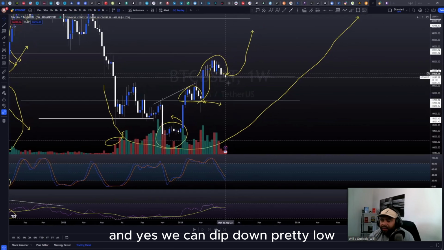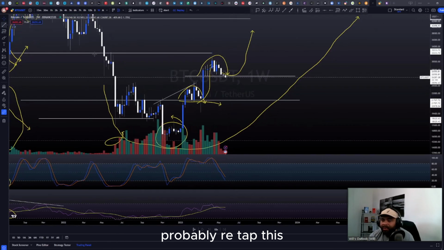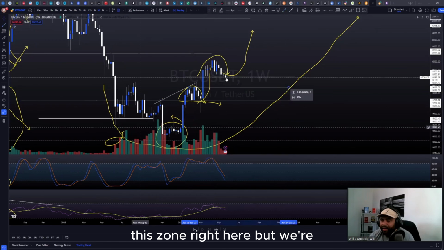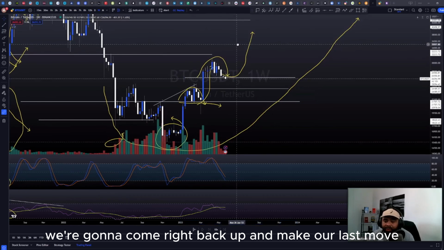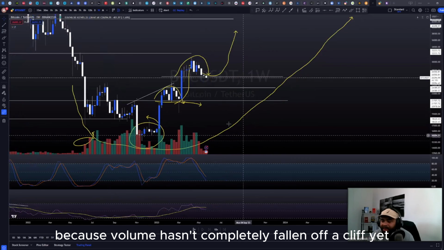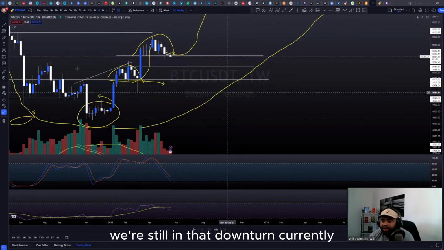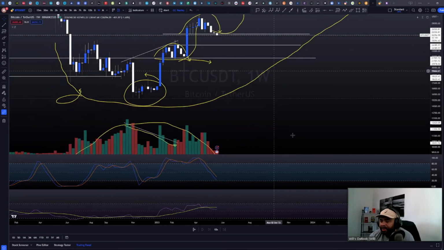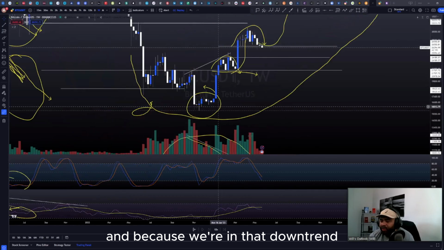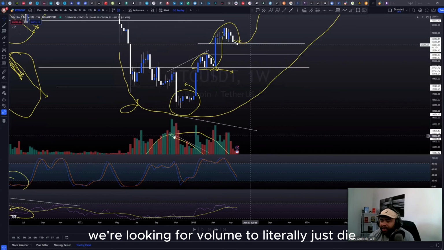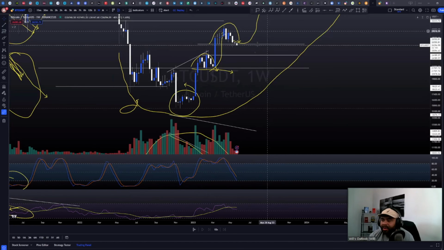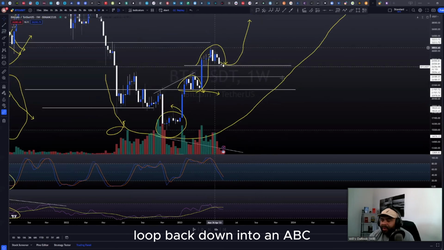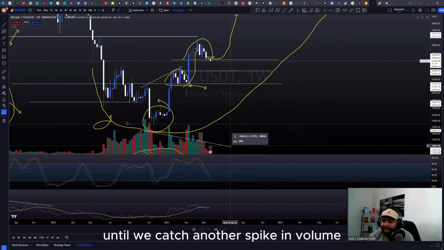And yes, we can dip down pretty low, probably retap this zone right here. But we're going to come right back up and make our last move, in my opinion, because volume hasn't completely fallen off a cliff yet. We're still in that downtrend currently. And because we're in that downtrend, we're looking for volume to literally just die, right? Once that volume dies, then we're looking for a reversal move back down into an ABC until we catch another spike in volume.